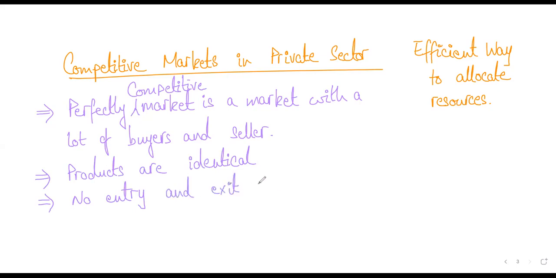Firms are price takers. Now, what does it mean for firms to be price takers? That whatever price is prevailing in the market, they will sell at that price. Firms cannot set their own prices. They have to follow the price that is prevailing in the market. Okay, what else? Firms are price takers and consumers have complete information.